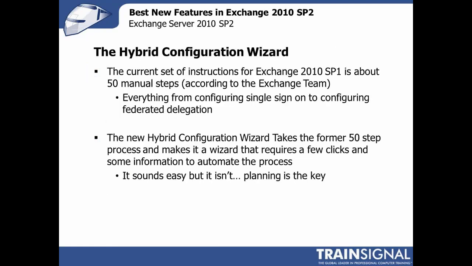Now, if you have ever done the hybrid between Exchange 2010 SP1 and your Office 365, then you know there's about 50 manual steps according to the Exchange team. And it's not just that there are 50 steps like click here, that's a step, click there and type in this, that's a step. No, there's actually 50 different steps with sub-steps as well. So everything from configuring single sign-on to configuring federated delegation, these are all parts or steps that are required in order for you to get this to work. And it's a real nightmare, actually. The setup is pretty overwhelming.